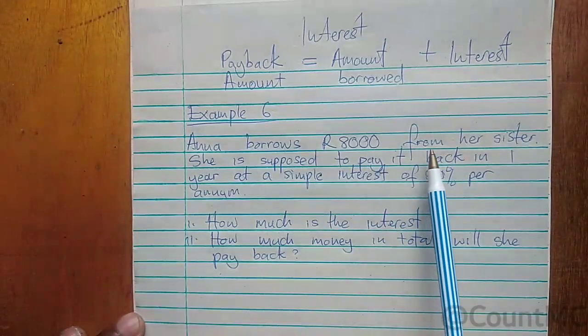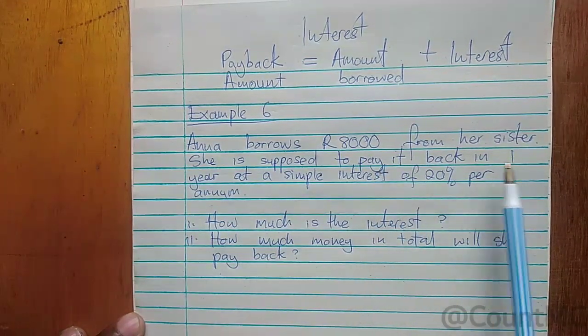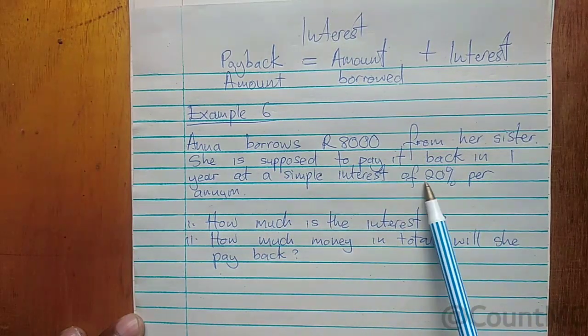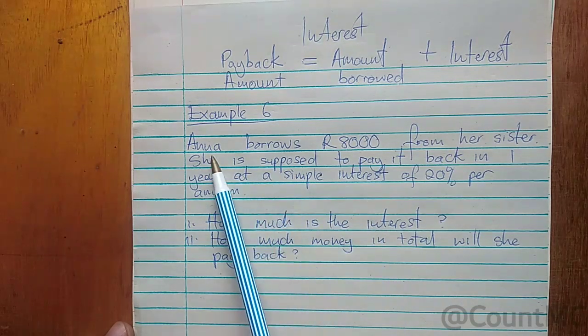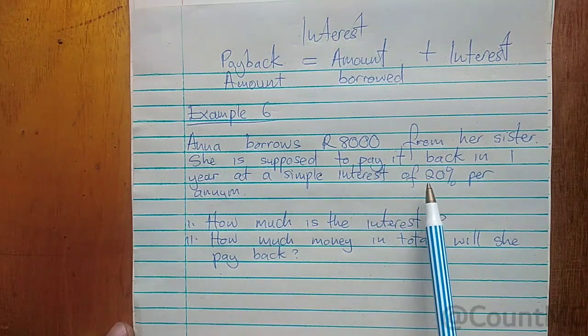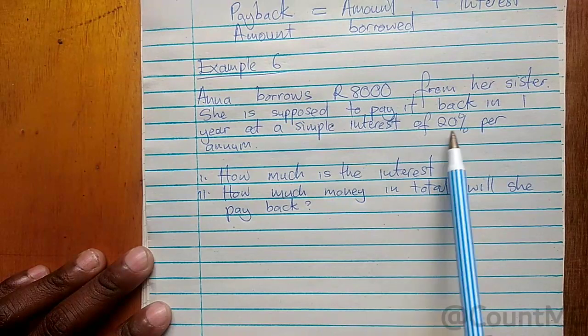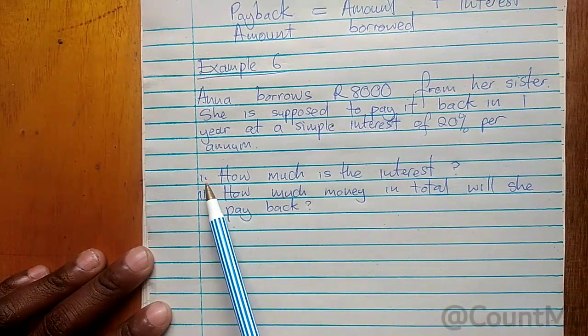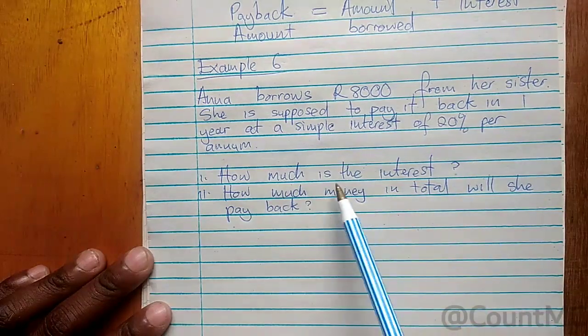Anna borrows 8,000 rands from her sister. She is supposed to pay it back in 1 year at a simple interest of 20% per annum. Per annum means per year. So at the end of the year, Anna should pay the 8,000 rand with a 20% on top. So we know that the simple interest or the interest is 20%. Part 1, how much is the interest? It's 20%. So let's find it.